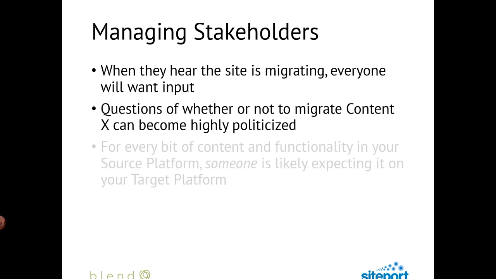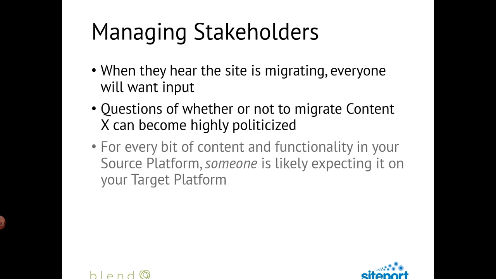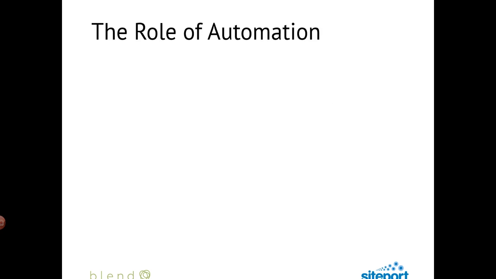And questions of whether or not to migrate content X, any particular piece of content, become very, very politicized. When you say, well, you know, we've looked at the analytics and nobody's really using this section of content, we've decided to remove it from the site and we're not going to migrate that content. That can sometimes unleash a firestorm of controversy inside your organization. Because what I have learned is that for every bit of content functionality in your source platform, someone is likely expecting it to be on the target platform. And if it doesn't migrate from the source to the target, somebody is going to complain. So managing stakeholders is a very, very important part of doing a content migration.